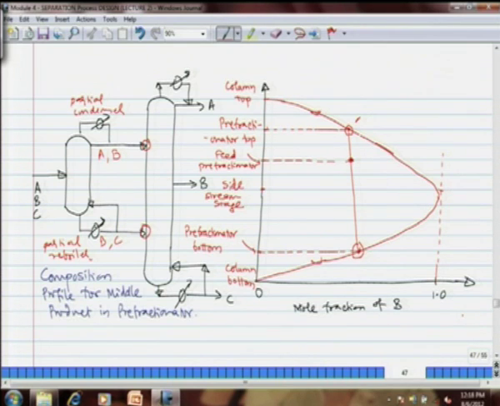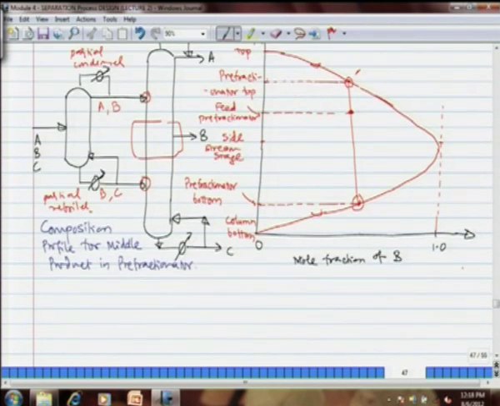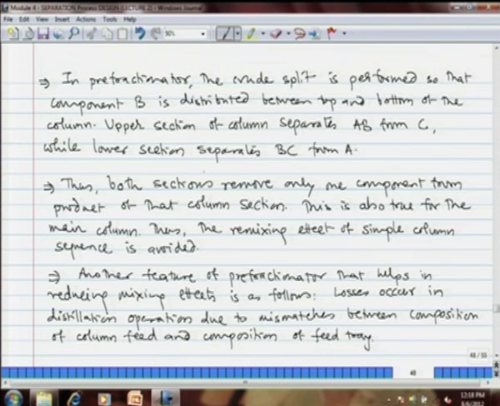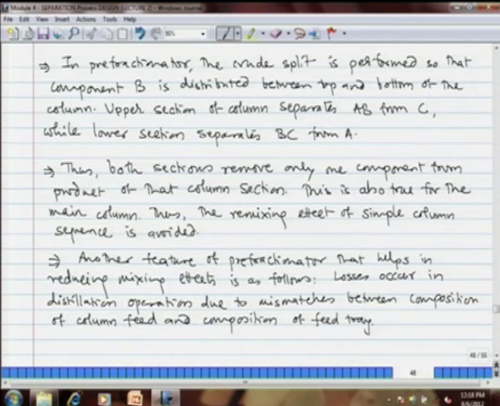So, somewhere in the middle section of the main column, the concentration of B reaches very high, let us say 0.9, 0.92, close to 1, and then B is taken off as a side stream. So, in this particular case B is not remixed as in the earlier case. In both sections of the main column, we remove only one component from the product of that column section, and this is also true for the main column. Thus, the remixing effect of the simple column sequence is avoided, okay, and that helps in increasing the efficiency.